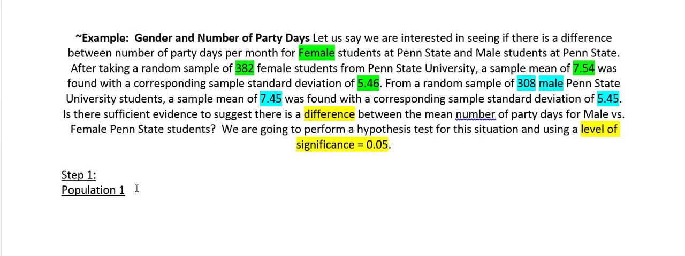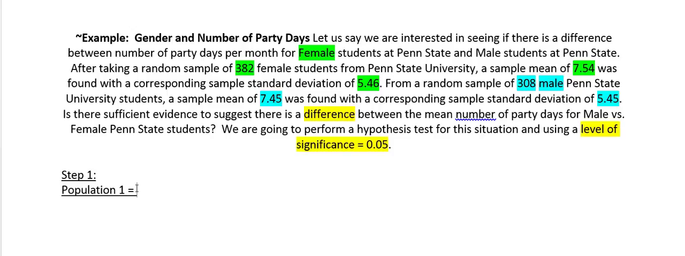Starting out in step one, remember we're going to identify our populations. We have two populations, so population 1 I'm going to choose to be female simply because their sample mean is larger and I would rather not calculate a negative test statistic. But because we're looking for a difference, it really doesn't matter which group is group 1 and which is group 2, just as long as you remain consistent for the whole hypothesis test.